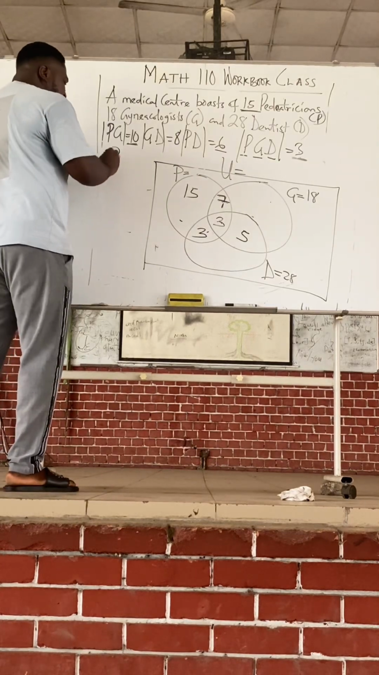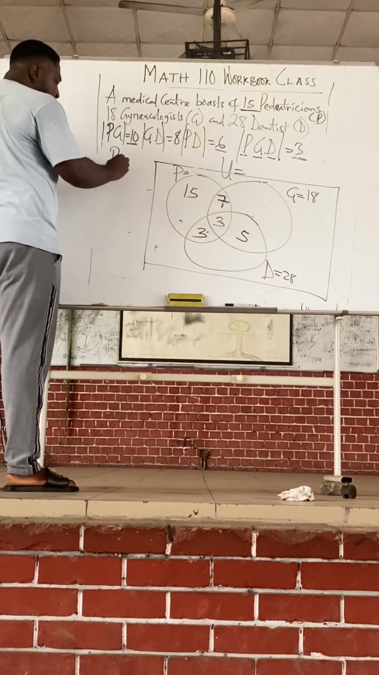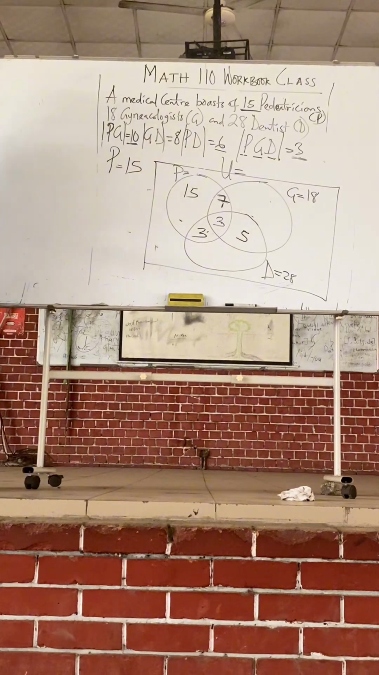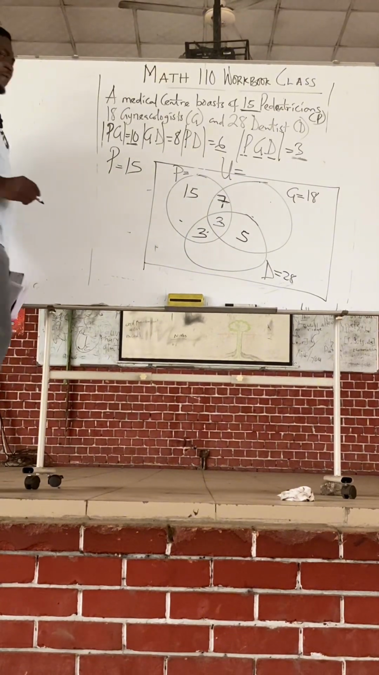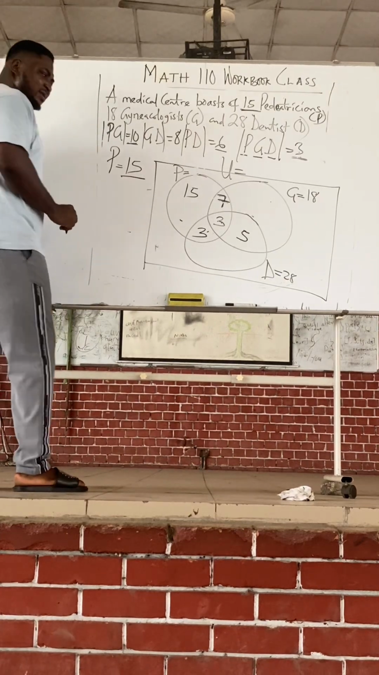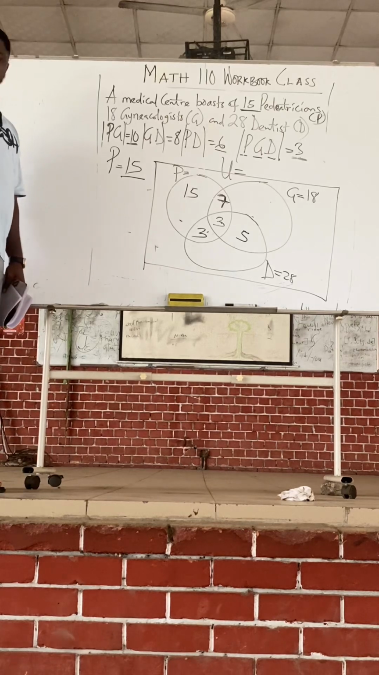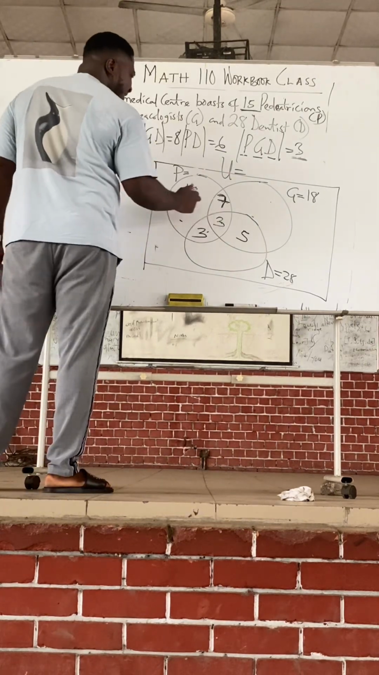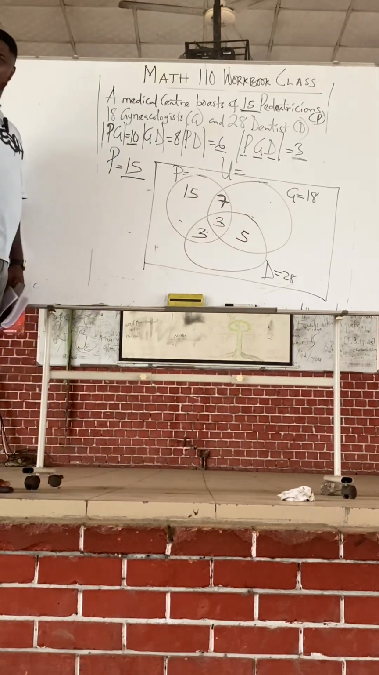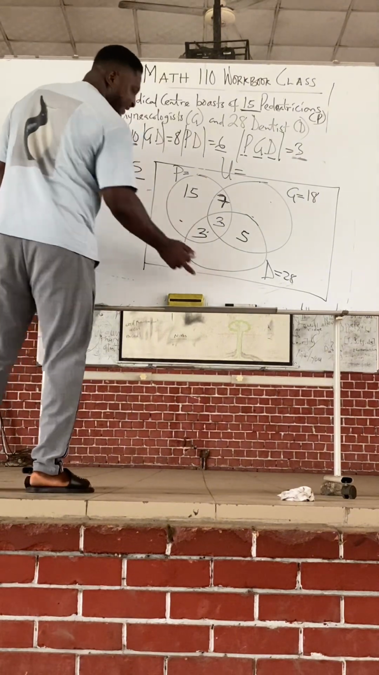If you are doing pediatrics, 15 people are doing pediatrics. Please follow. 15 are doing what? Pediatrics. But 7 are doing pediatrics with gynecology. 3 are doing pediatrics, gynecology, and dentistry. 3 are doing pediatrics and dentistry.